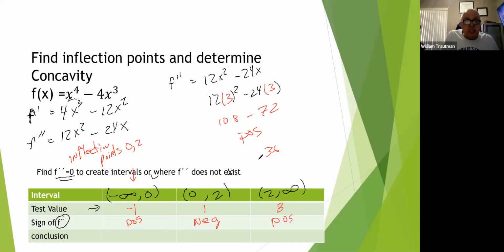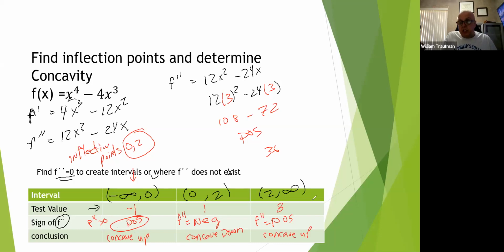So the question is, we found the inflection points. Here they are. Determine the concavity. Between this interval, a positive, right, when f prime prime is greater than 0, it's concave up. When f prime prime is negative, we're concave down. And when f prime prime is positive, we're concave up. And that's all we wanted to do for this.